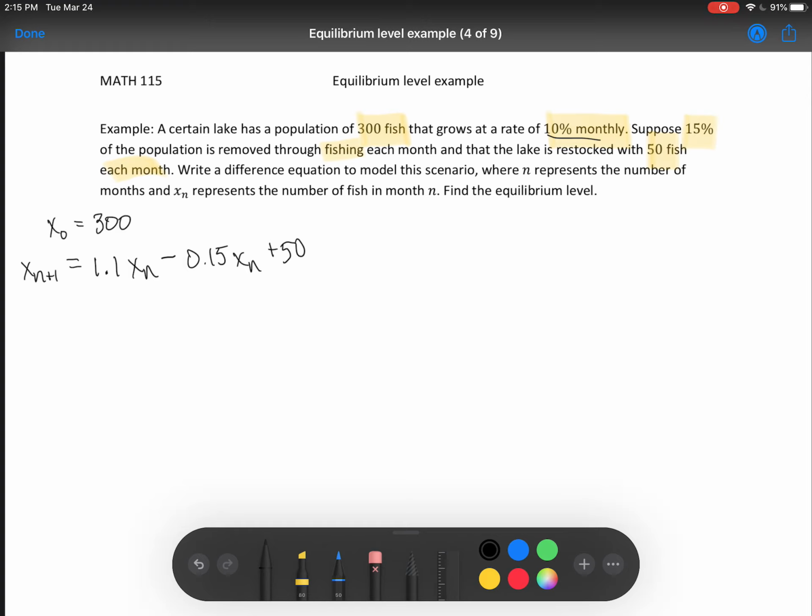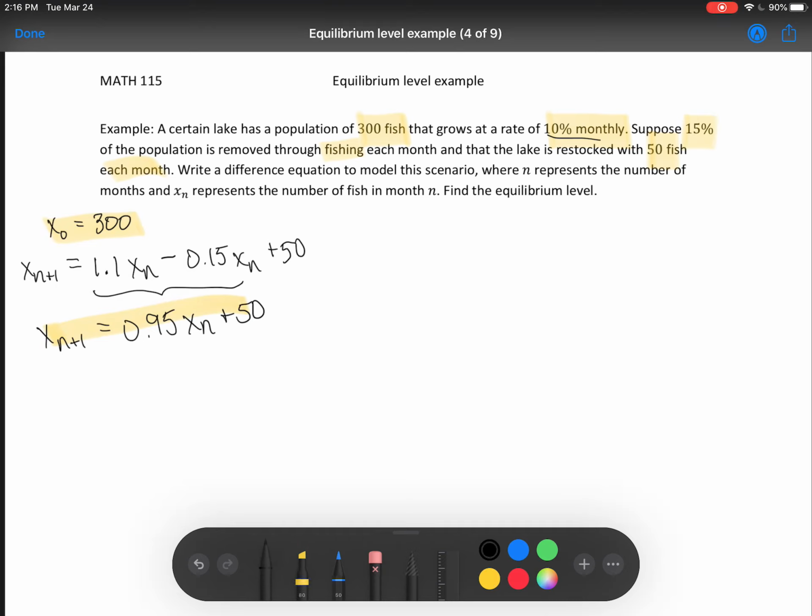There's nothing wrong with leaving the difference equation like this, but it'll be a little bit easier to find the equilibrium level if we combine these like terms right here. So we have x sub n plus 1 equals, so 1.1 minus 0.15 would be 0.95 xn, and then plus 50. All right, so that's the first part of our equation. We are writing the difference equation, which is these two pieces right here.